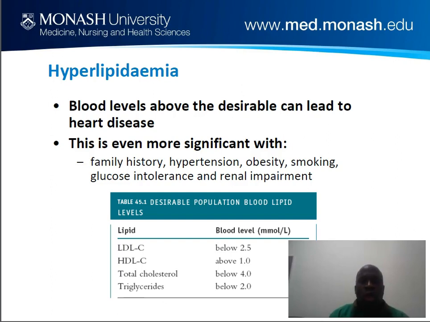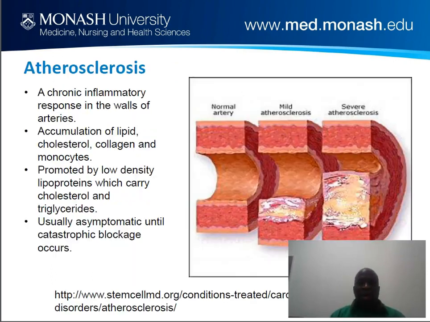Now, the total cholesterol, if you calculate it and count the total cholesterol, must be below 4 millimolar per liter for a good and healthy person. Triglyceride levels should be below 2 millimolar per liter of blood. So basically, these are standards for lipids in blood.